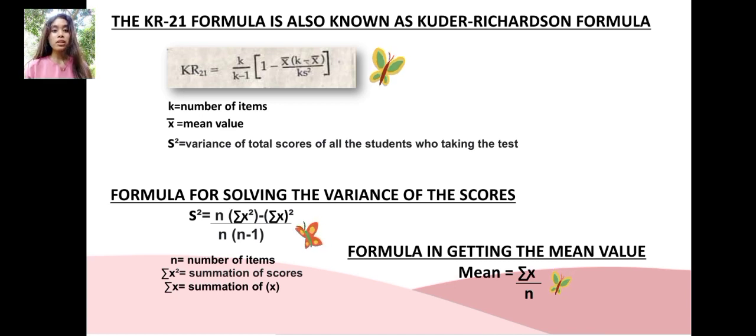Today I am going to discuss the two remaining formulas of the reliability coefficient, which are the KR20 or Kuder-Richardson formula as well as the KR21 formula. So let's first learn the KR21 formula and the examples, okay? As you can see on the screen, I have provided a photo here.